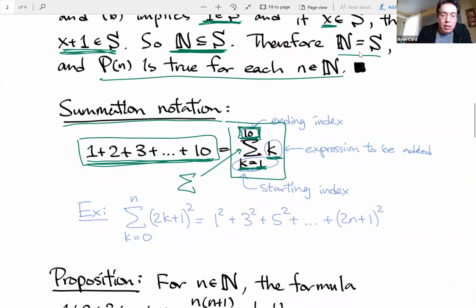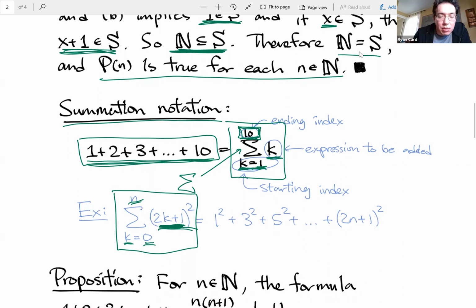For example, here's another summation notation. Here, the index variable is again k, but I don't have to necessarily start at 1. I could start with 0, I could start with -3, I could start with 7, and then it goes all the way up until some value n. Maybe you want to keep that as a variable, so you can change that later. And the expression we'll be adding is not k itself, but (2k plus 1) squared.